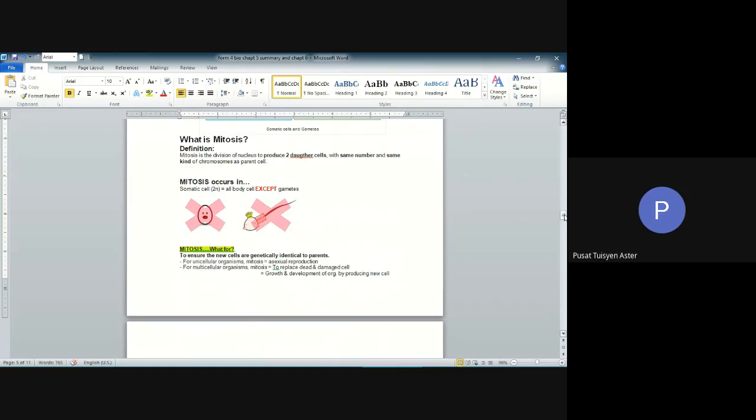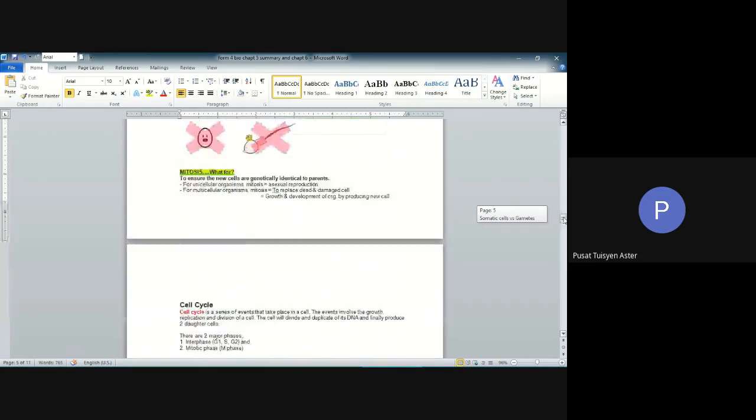Okay, for multicellulars, they carry out this mitosis to replace your dead cells. When you burn your hand, okay, when you touch something really hot, your skin is burned. Okay, they damage, but after 2-3 days, or you ride a bicycle, you fall, your skin is scraped or you're bleeding a bit. Okay, when you close it, your blood clots and all, your skin is regenerating and new skin will be formed, right? So all of that is due to mitosis, growth and development of organelles by producing new cells.